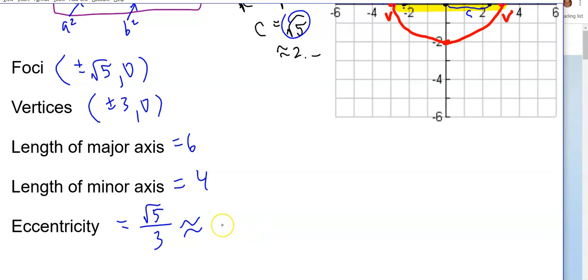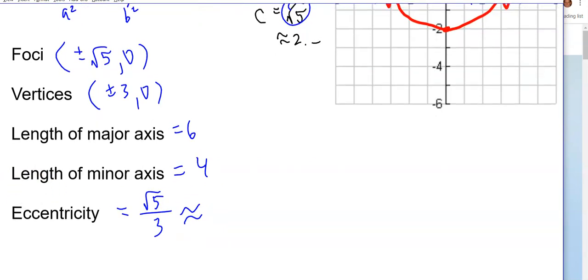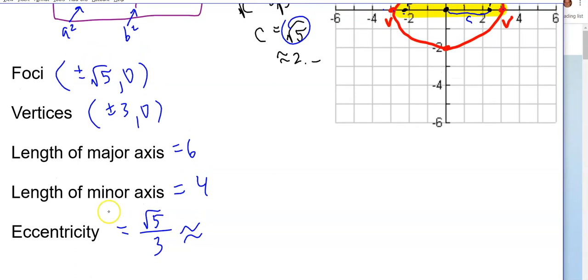Eccentricity is kind of a measure of how squished something is. It's c over a, and a is always bigger than c, so the ratio can't be bigger than 1. If it was really squished, it would be close to 1. If it's not very squished at all, it'd be close to 0. Of course, it could be negative or positive, so it could be close to 1 or negative 1, or close to 0 in those cases.